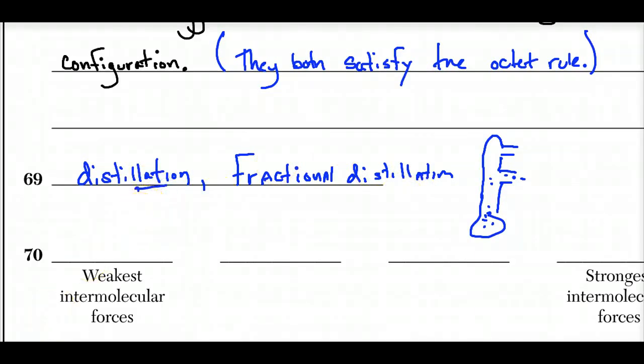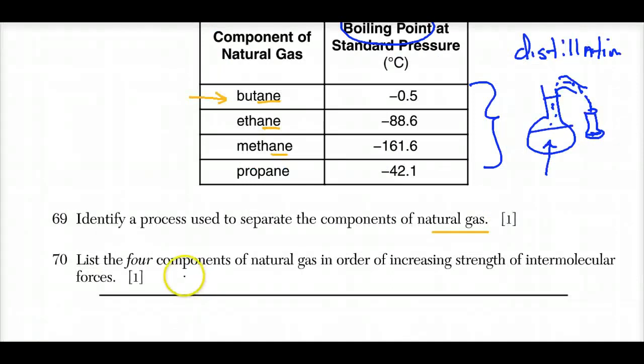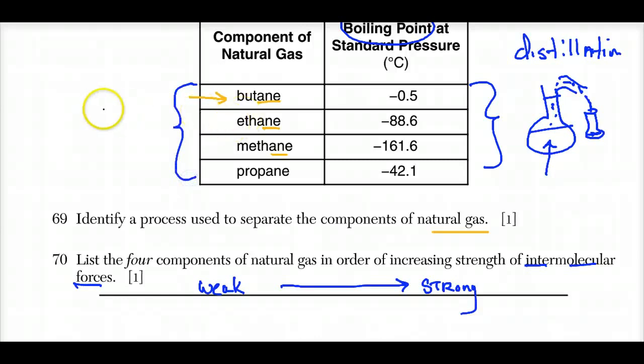Number 70. List the 4 components of natural gas in order of increasing strength. So we're going to start from the weakest strength to the strongest, and the key word here is intermolecular attractions or forces. These are not bonds. These are how molecules attract themselves, and these are molecular compounds, they're organic. How does one butane molecule attract another butane molecule?